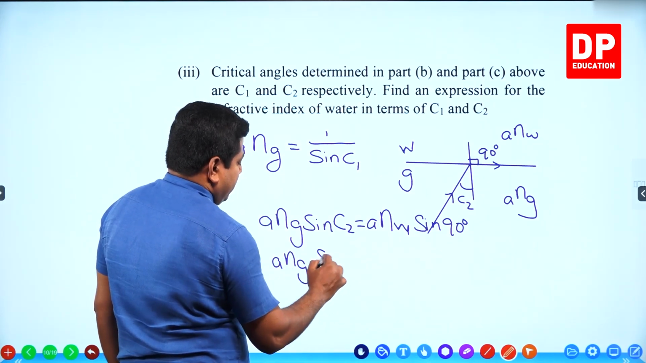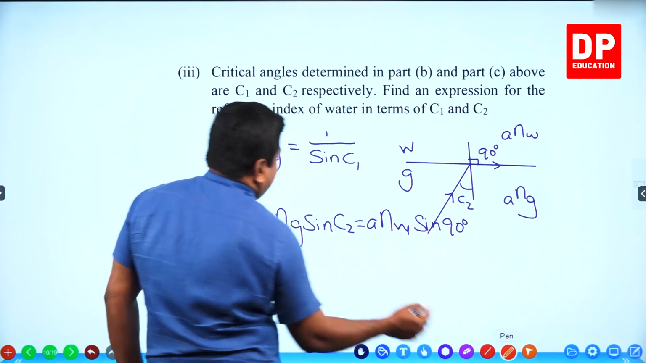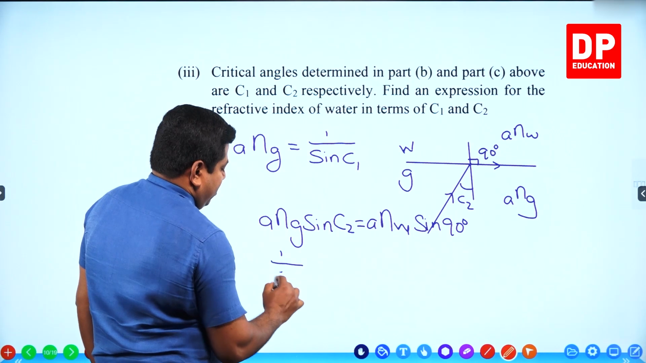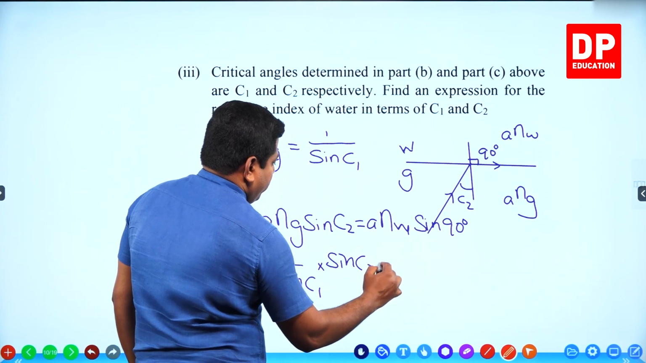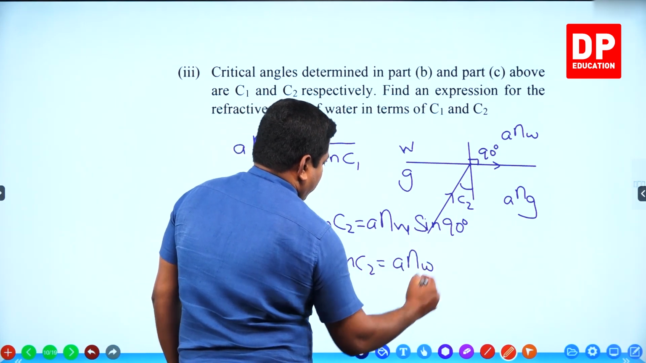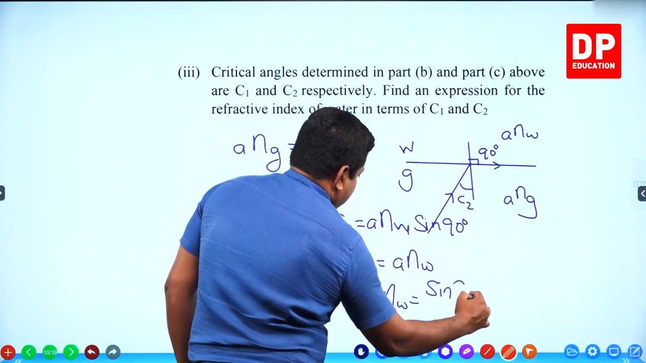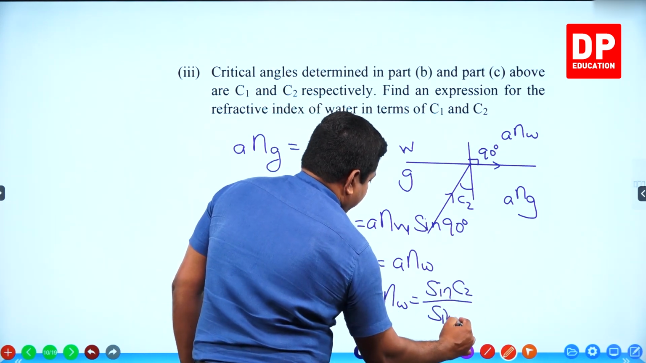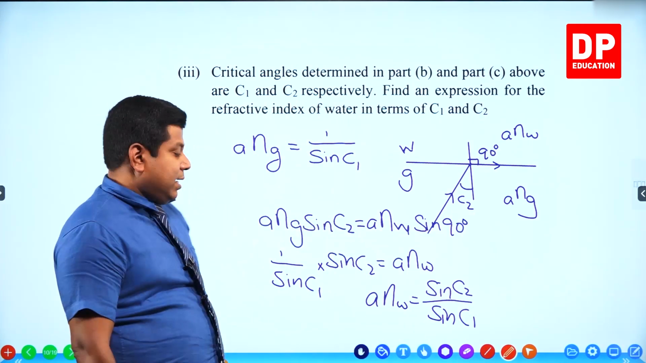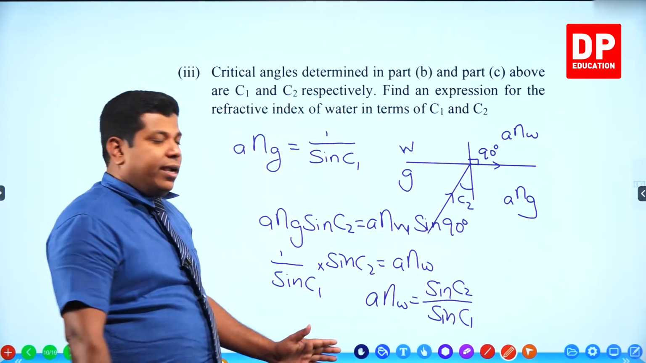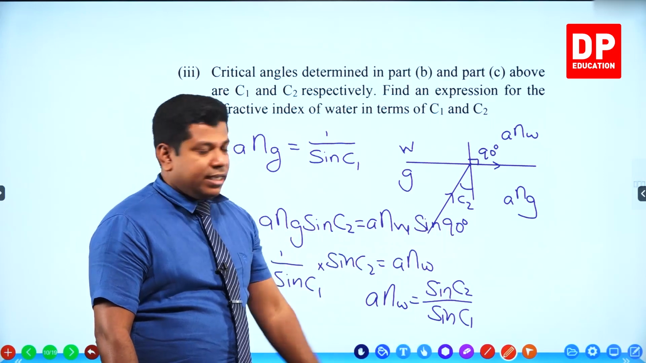So A and G, I can substitute what I have already got. What did I get for A and G? 1 over sine C1. So A and W equals sine C2 divided by sine C1. That would be the answer. Sine C2 divided by sine C1. So, the answer for A and W, the water's refractive index, you are getting sine C2 over sine C1.